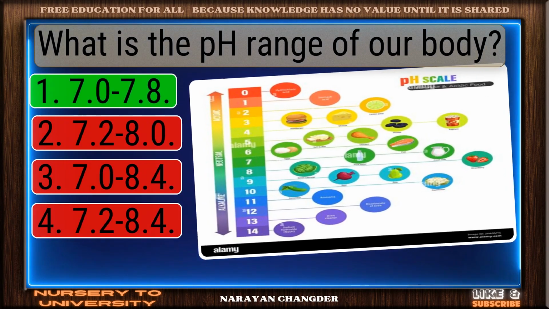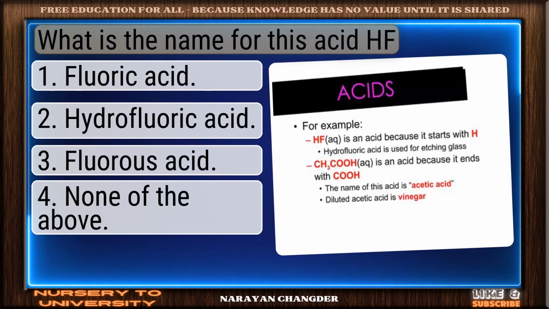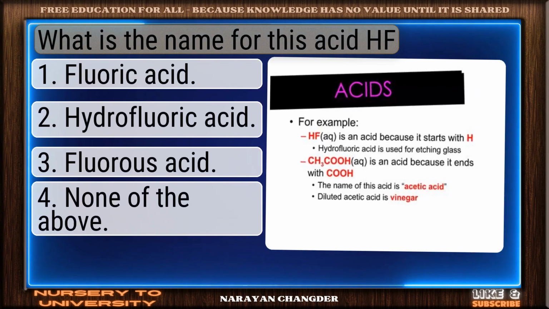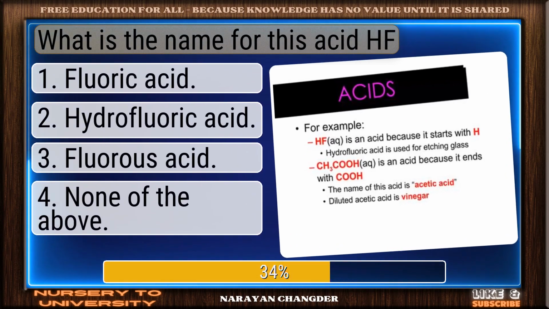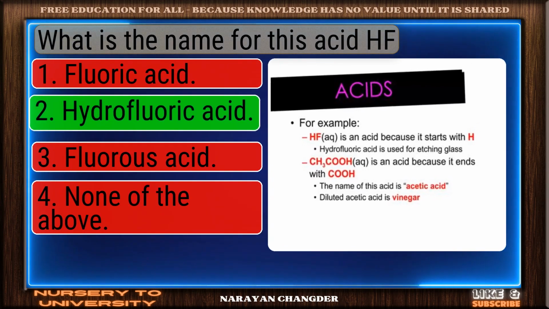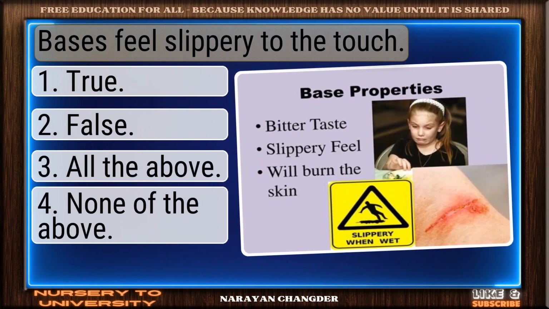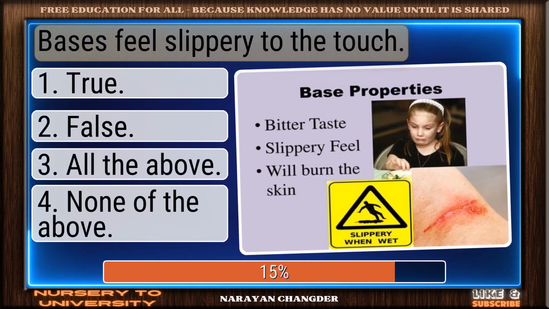Nice work. You chose 7.7.8 and it is correct. Question number 100. What is the name for this acid HF? Sharp thinking. Hydrofluoric acid is the right choice. Question number 101. Bases feel slippery to the touch.